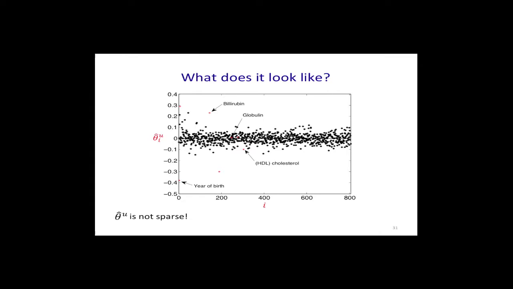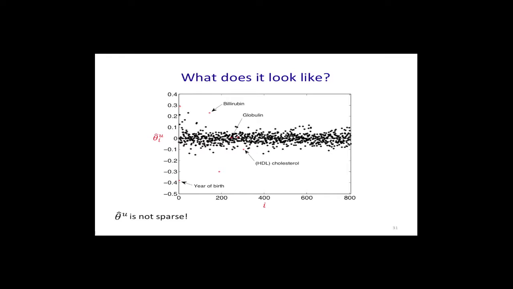So let's see how it works on the data, the diabetes. So this is the modified estimator. The red points are nothing special. These are just the features I was showing before. All of them are just the coordinates of the unbiased estimator. So the first observation is that your modified estimator is not sparse anymore because you took the lasso and you moved in the direction of subgradient.